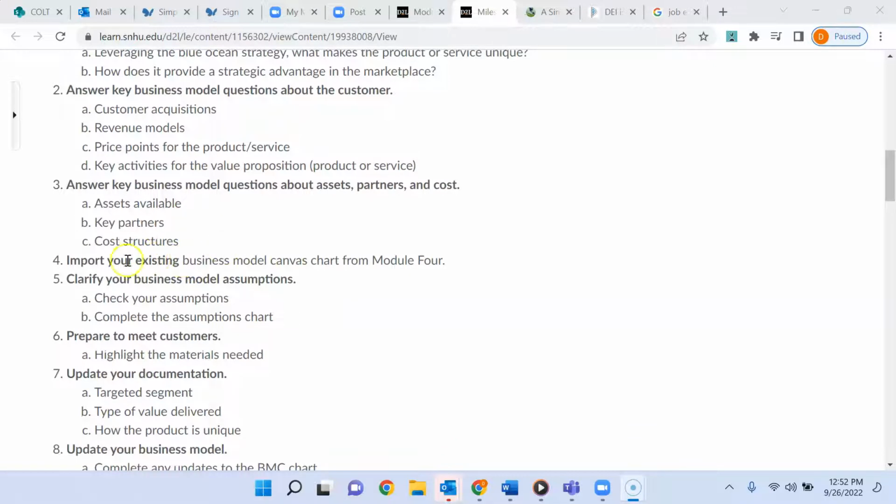Going into element number 4 here, import your existing business model canvas from Mod 4. You want to put that slide in, and you're going to clarify business model assumptions. Is there anything new, based upon digging in a little more deeply, that you need to change on that chart? You want to actually talk about these, right? So you want to refresh that. When you are ready to launch and meet customers, how is that launch going to go? What resources do you need? How are you really going to do this? So talk about the materials that you're going to need.